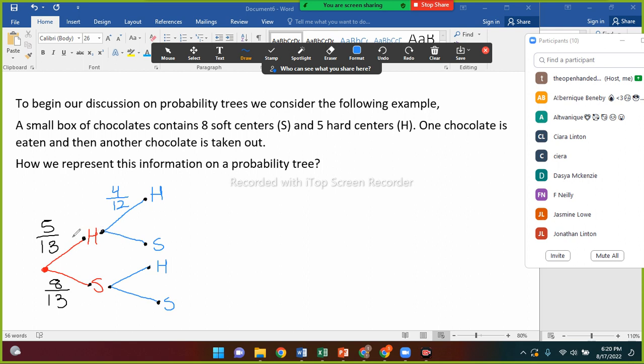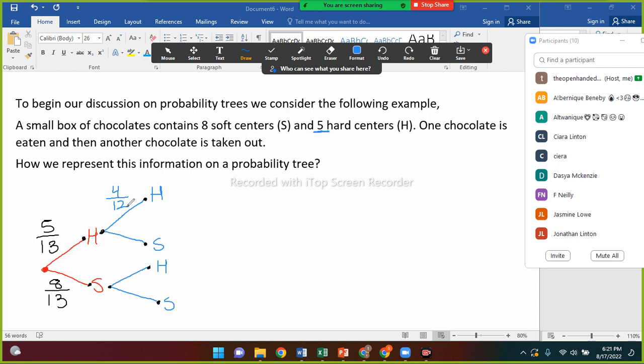I already took one hard chocolate out. So that's why I only have 4 left. Because remember, there were 5 hard-centered chocolates. I took one out, so I am left with 4. And there are 12 chocolates left inside this basket. So it's 4 out of 12.